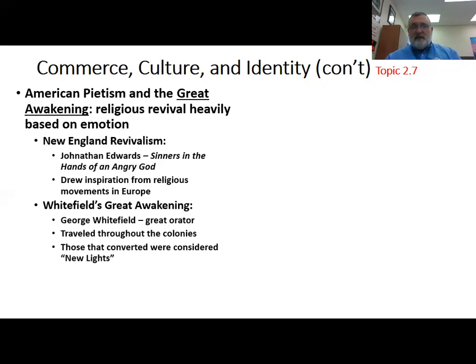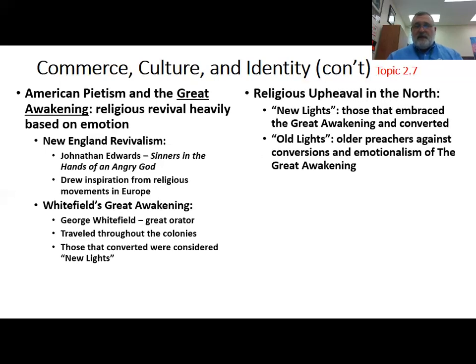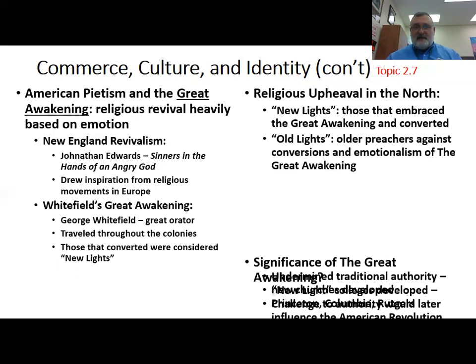Jonathan Edwards and George Whitefield traveled and preached, and the result is that everybody in the colonies was connected by this movement, and it started to set in motion some of the religious diversity that we have today. You have the New Lights, the people that embraced the Great Awakening and the idea of conversion and this emotional approach to religion, and the Old Lights, who kind of wanted to keep things the same. And they fought against it.